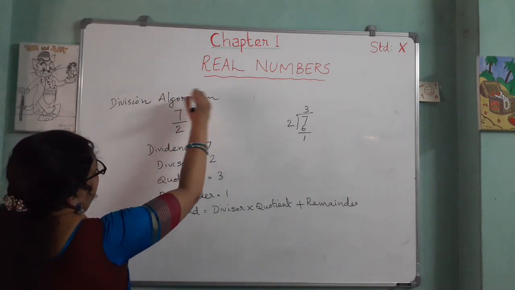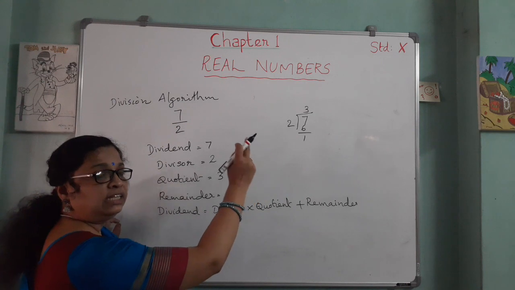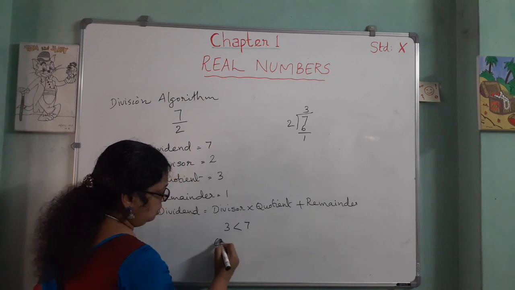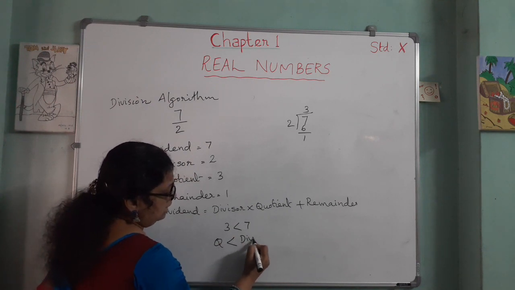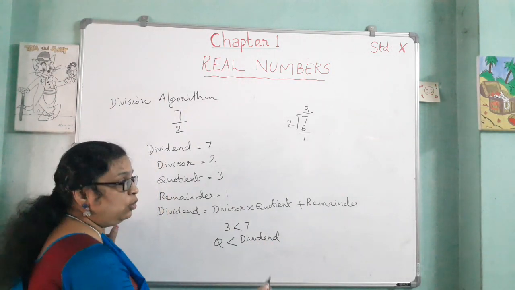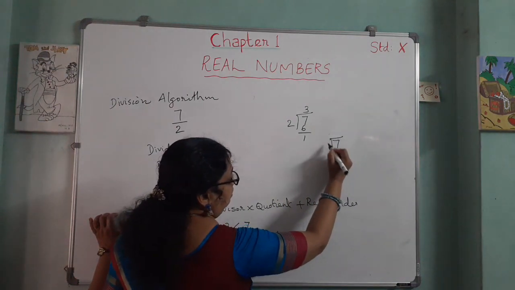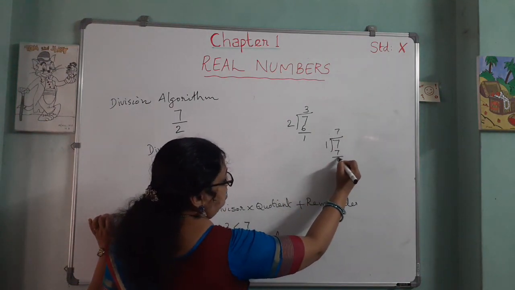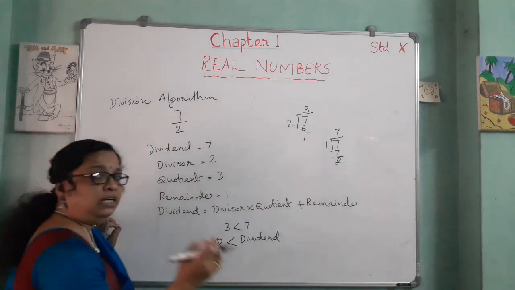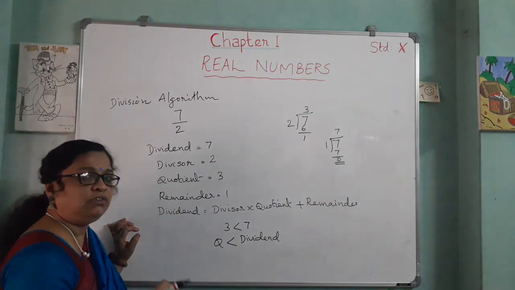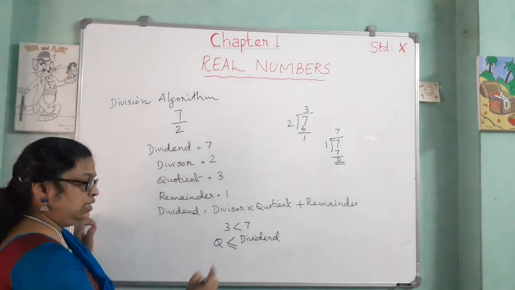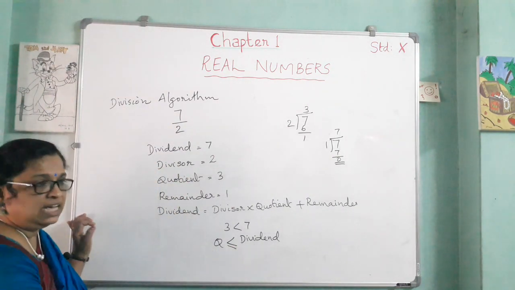This is the division algorithm. And then what is the quotient here? 3, and the dividend is 7. So quotient 3 is less than 7, that is, quotient is less than dividend. Is it always true? Yes. And sometimes the quotient is equal to the dividend, that is when a number is divided by 1. 7 divided by 1, we get 7. So the dividend and quotient are the same whenever a number is divided by 1. So sometimes the quotient is equal to the dividend, otherwise the quotient is always less than the dividend.